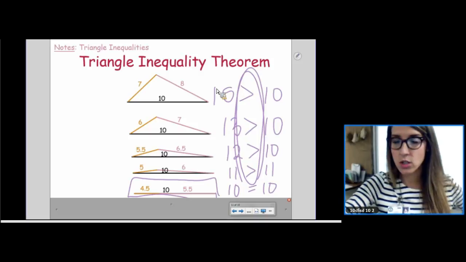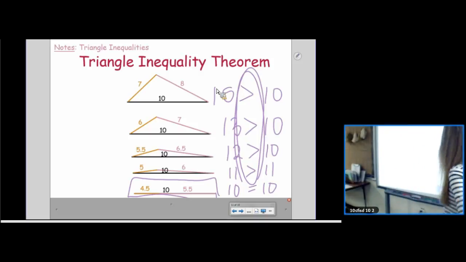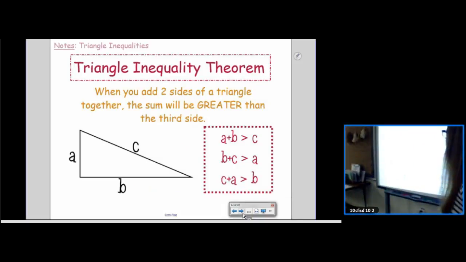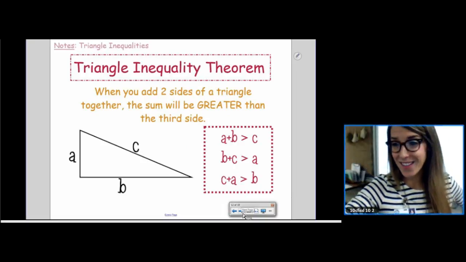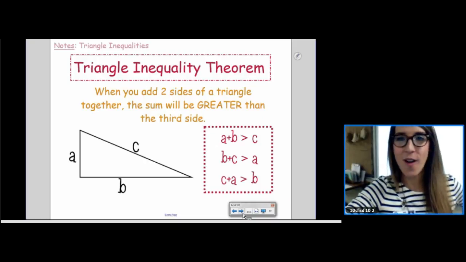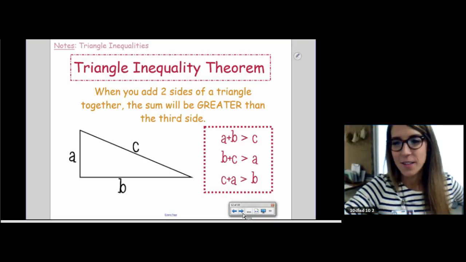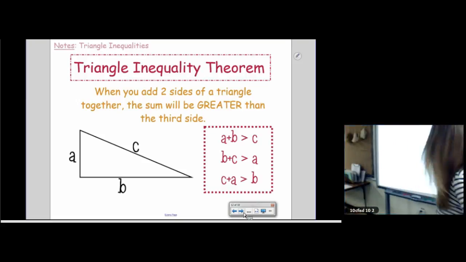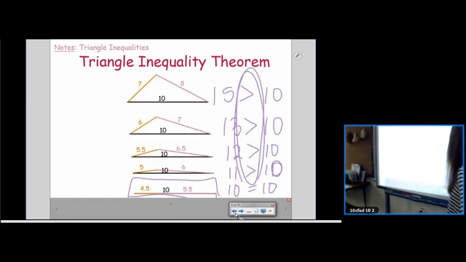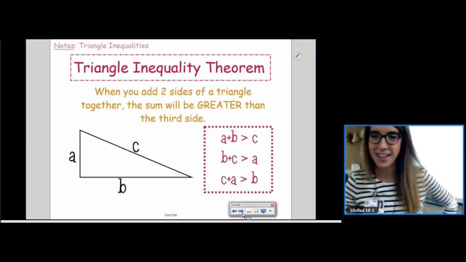So that's actually the triangle inequality theorem. When you add any two sides of a triangle together, the sum needs to be greater than the third side. Yep, no cars falling into water for us. When you add two sides of a triangle together, the sum must be greater than the third side. Sorry guys, it happens. You knew it was 10. The bottom was 10 the whole time. 11 is not greater than 11.